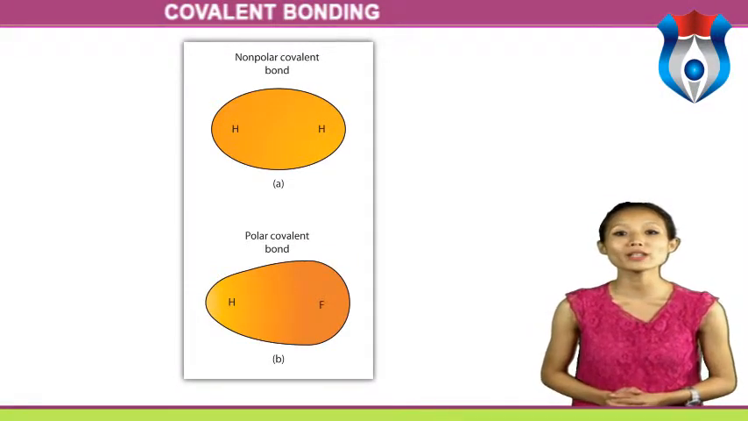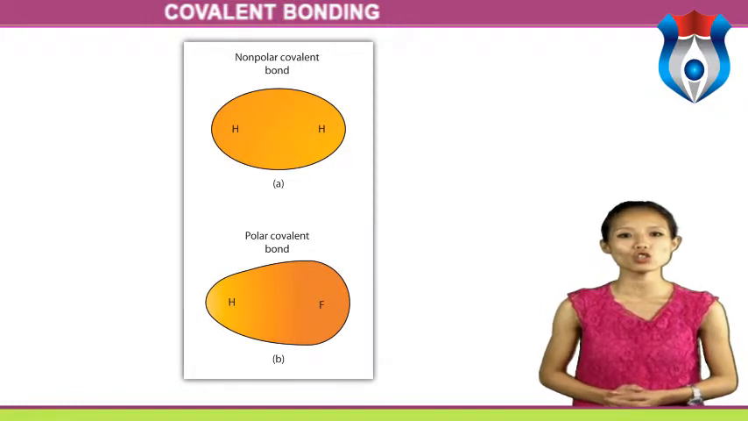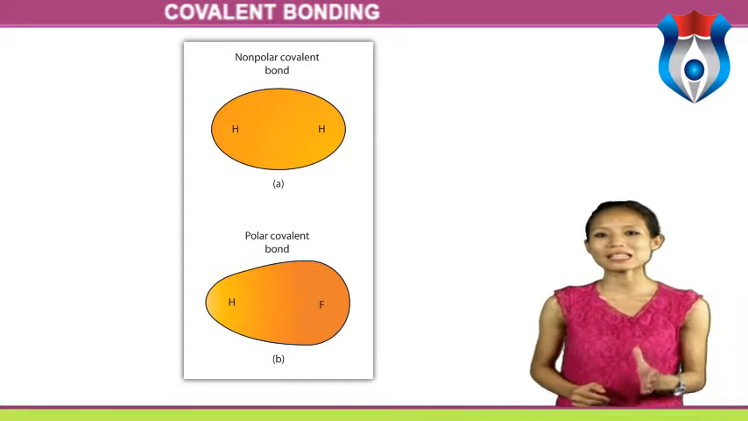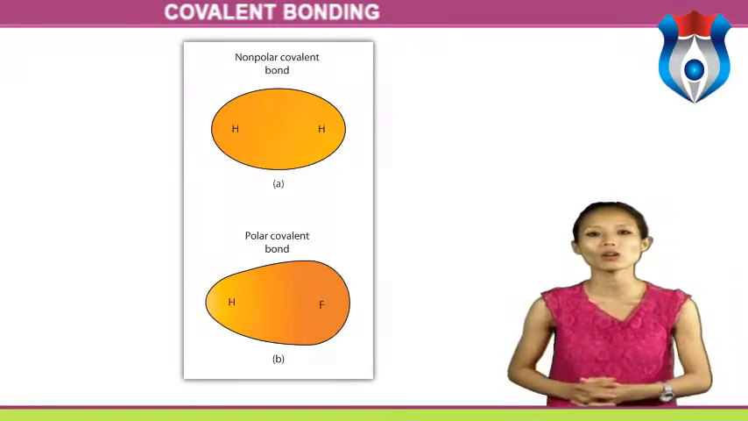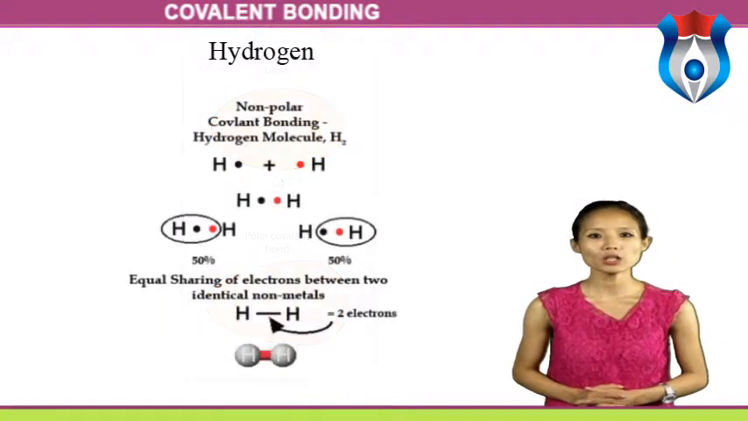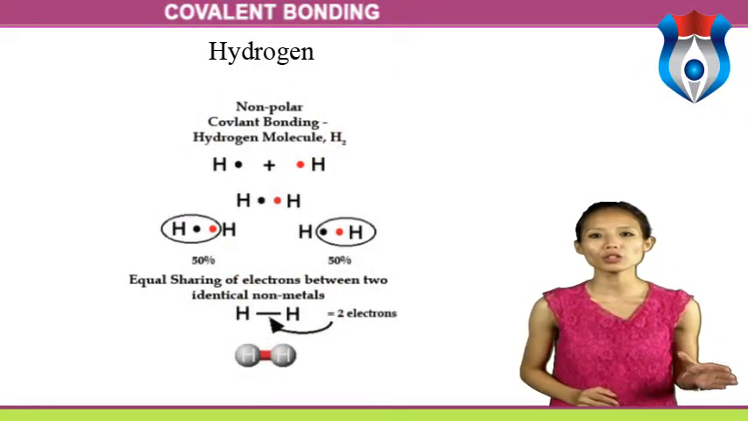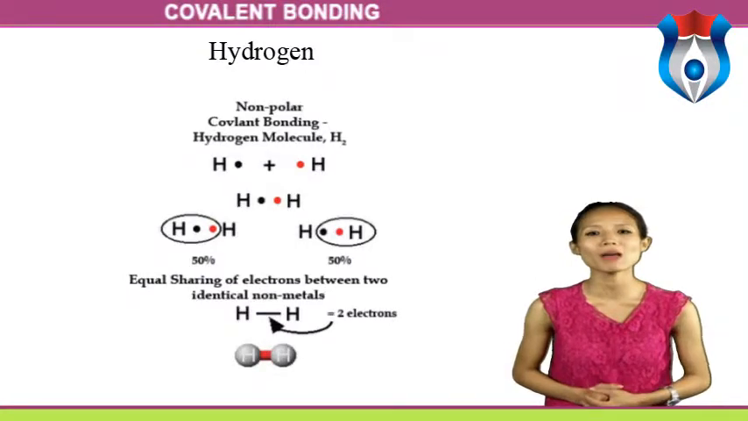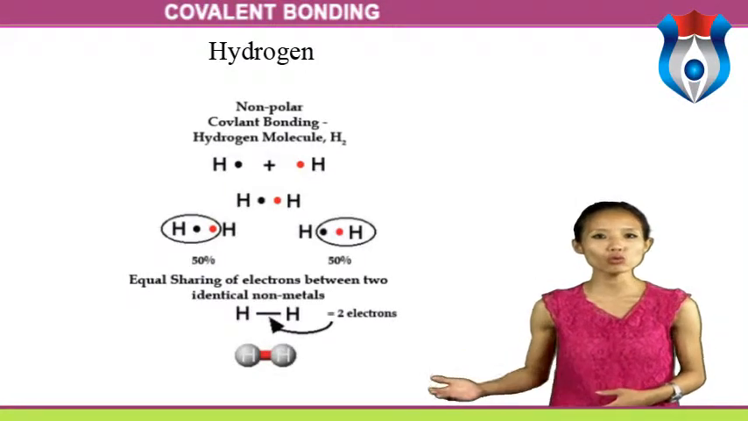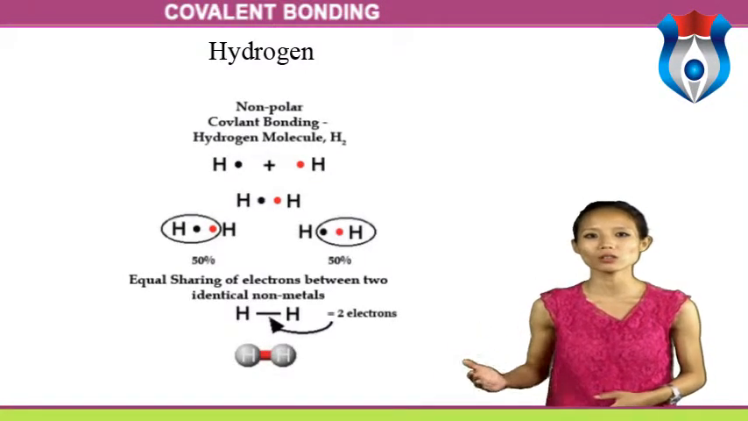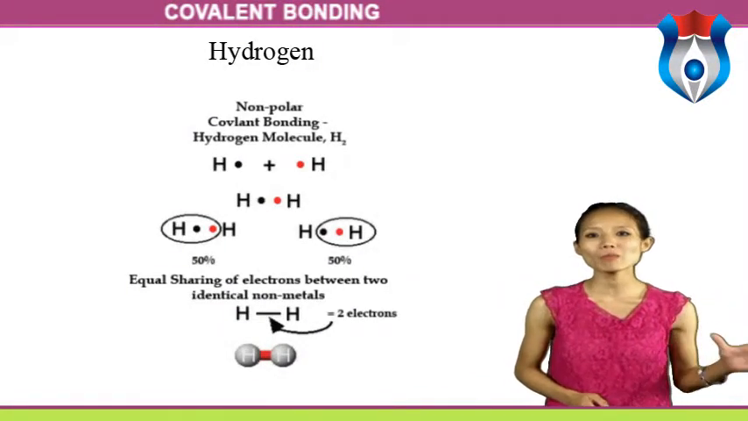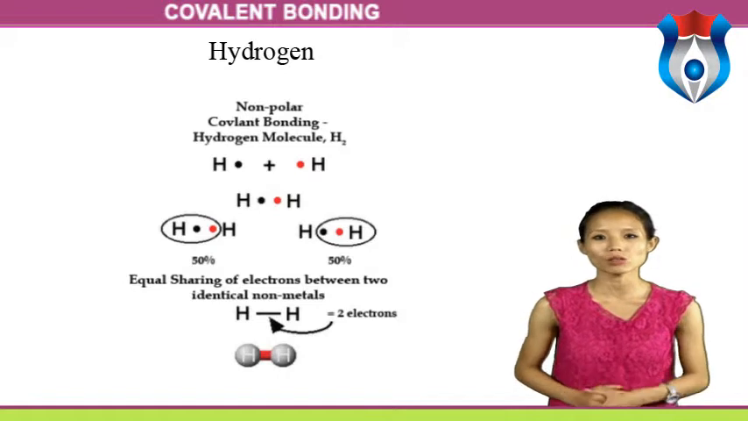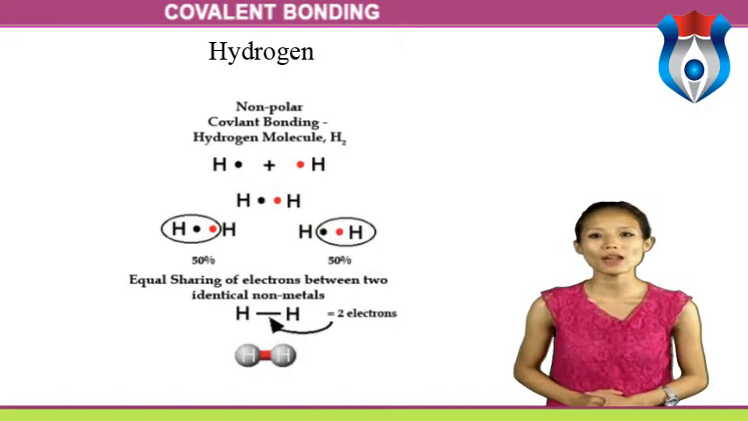Nonpolar bonding results when two identical nonmetals equally share electrons between them. One well-known exception to the identical atom rule is the combination of carbon and hydrogen in all organic compounds. The simplest nonpolar covalent molecule is hydrogen. Each hydrogen atom has 1 electron and needs 2 to complete its first energy level. Since both hydrogen atoms are identical, neither atom will be able to dominate in the control of the electrons. The electrons are therefore shared equally.